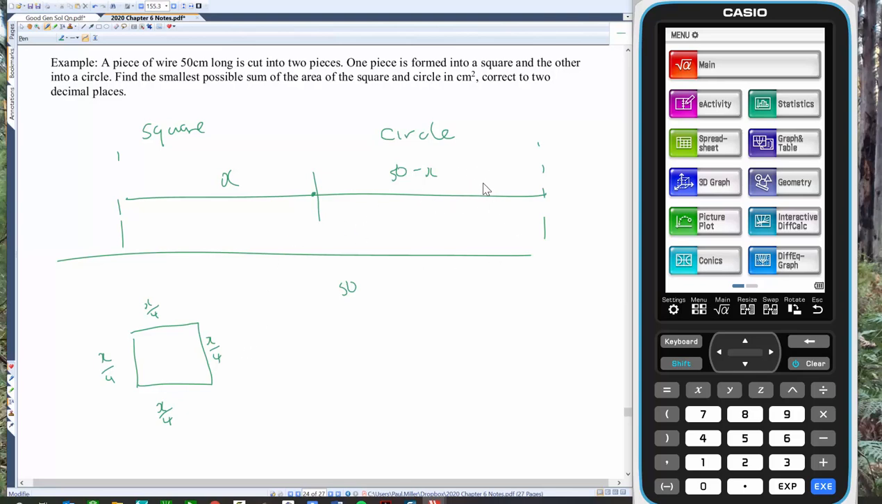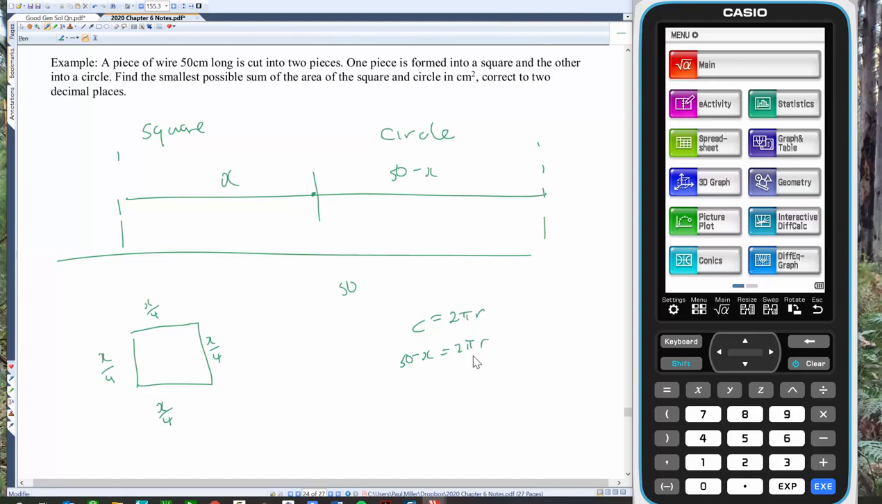Now over to the circle, and you've got to go back to year 8 or year 9, whenever you learnt the circumference of a circle, to work out this one, because that length there is actually going to be our circumference. So our formula is circumference equals 2 pi r or pi d. All right, so what we're going to say is that circumference, which in this case is 50 take away x, is equal to 2 pi r.